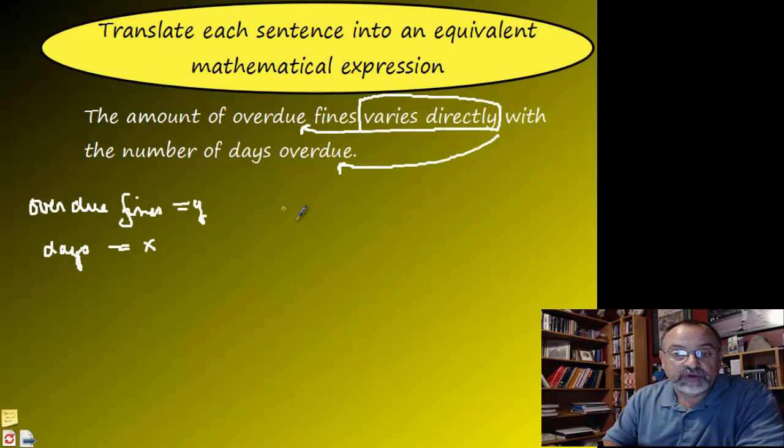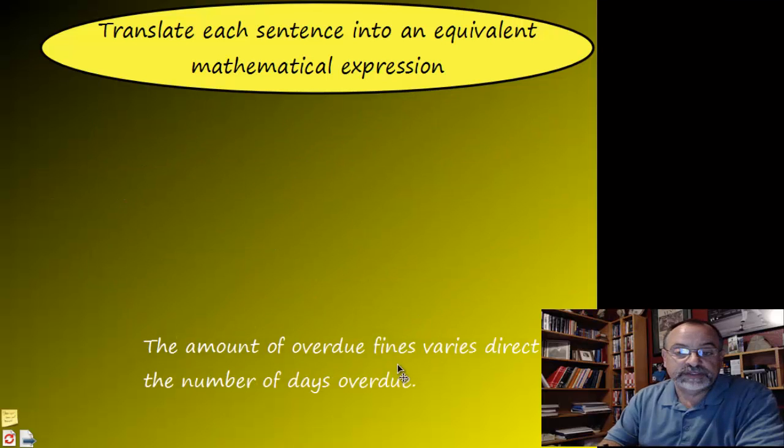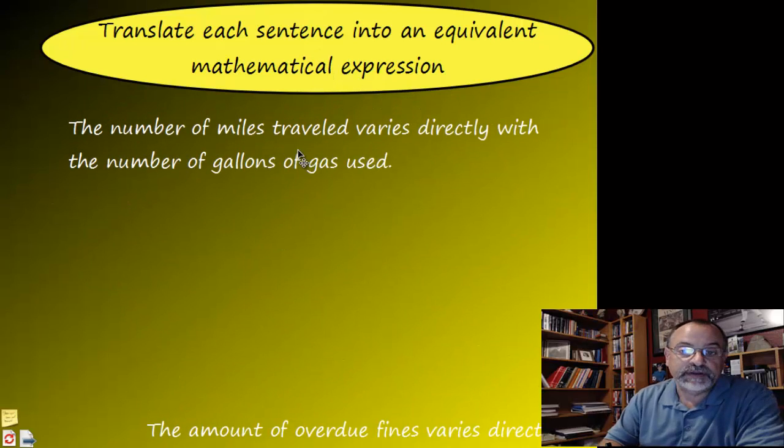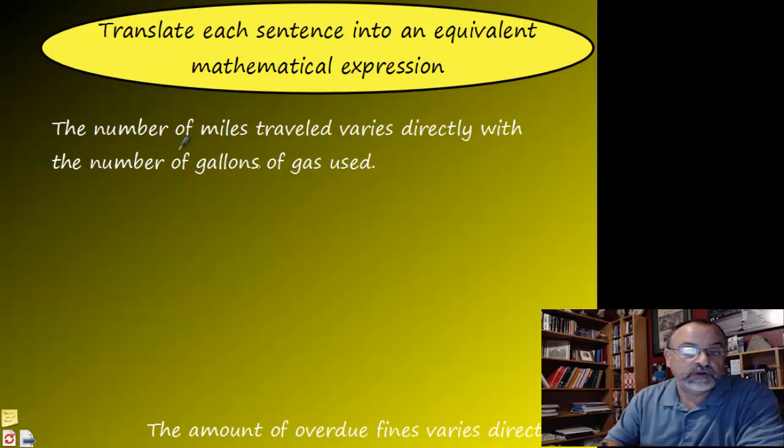So then I can write the equation y equals kx, that's what varies directly means, where y represents the fines and x represents the days. So it's always going to be the same. It's just a matter of introducing the variables and then defining them. All right, so let's do another example. This does get kind of easy, kind of repetitive if you know what to look for.